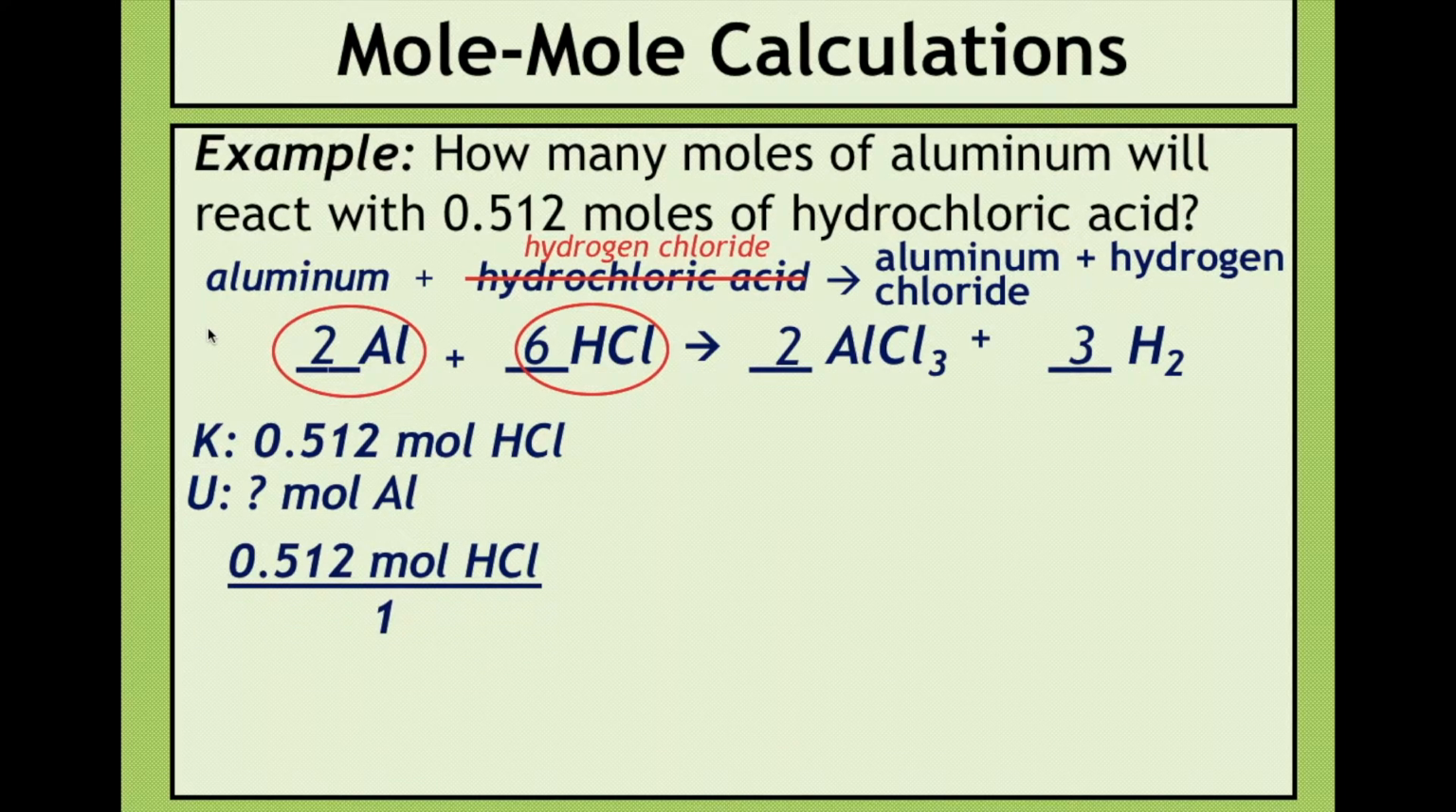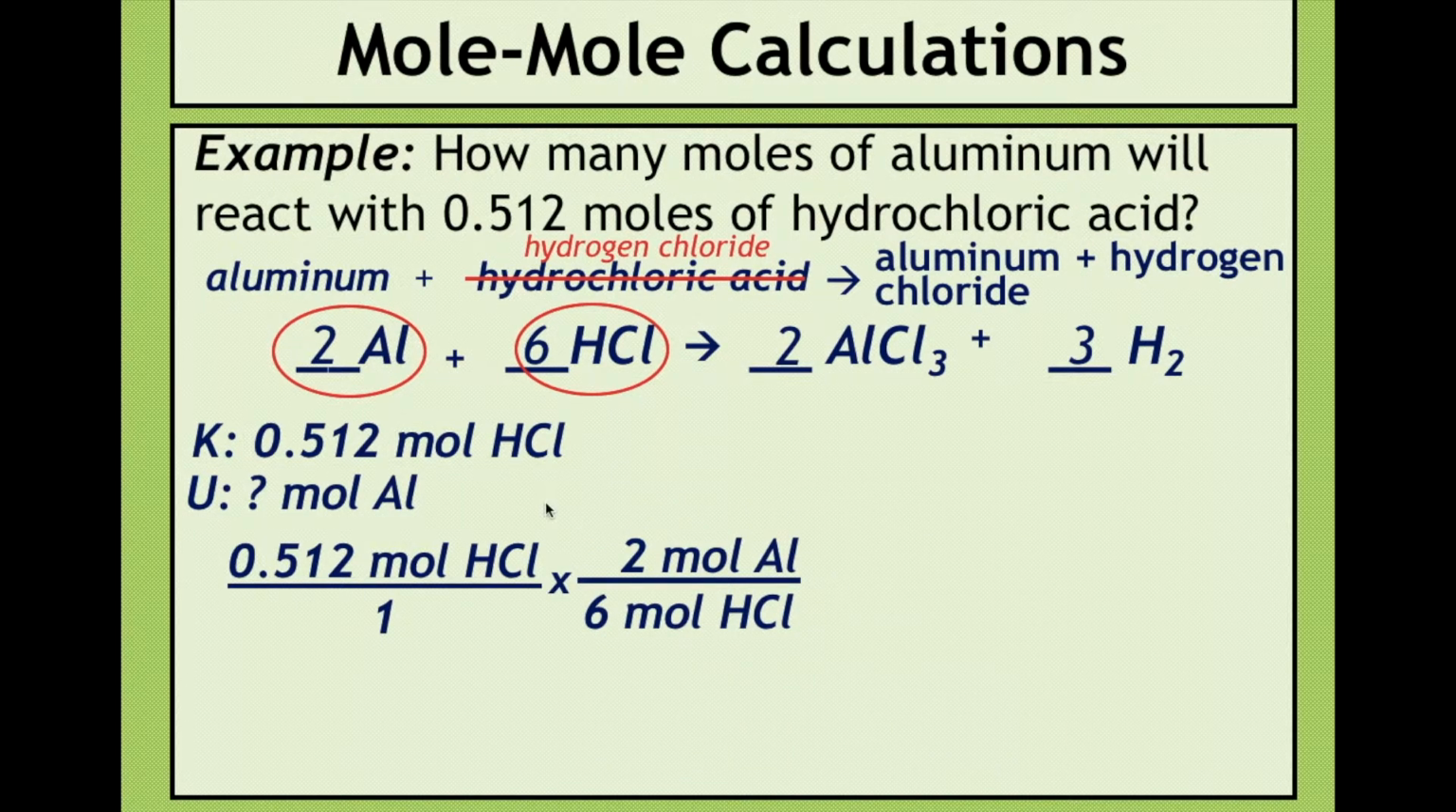All right, so we have our known. We always start with our known here, okay? And then whatever unit and element is up here must go down here. But we're going to use the coefficients as our ratios, okay? So that means moles of HCl, we have 6 moles of HCl, okay? That will go down here, 6 moles of HCl. And then our unknown will go up here, which will be 2 moles of aluminum. Let's see if I'm right.